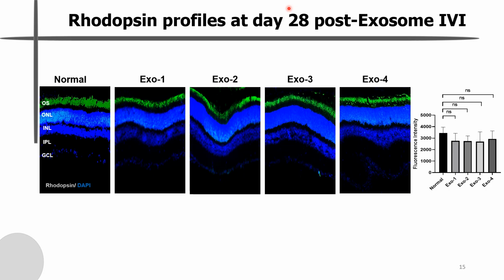This slide shows the rhodopsin profile, which reflects photoreceptor integrity and health following exosome treatment. Here we found no significant change in the EXO1, EXO2, EXO3, and EXO4 groups compared to the normal group.